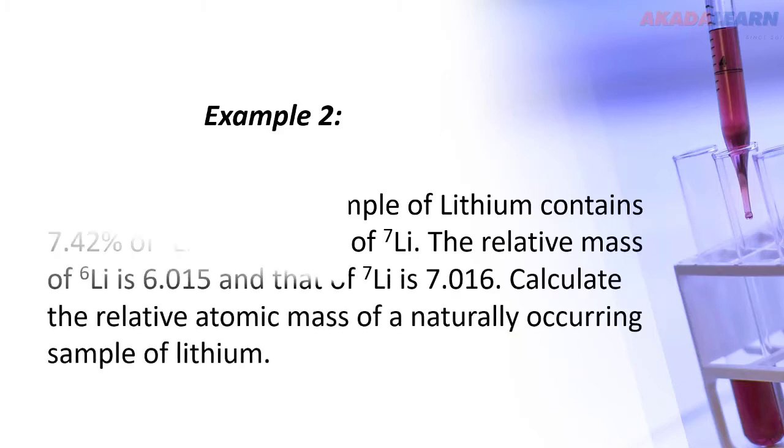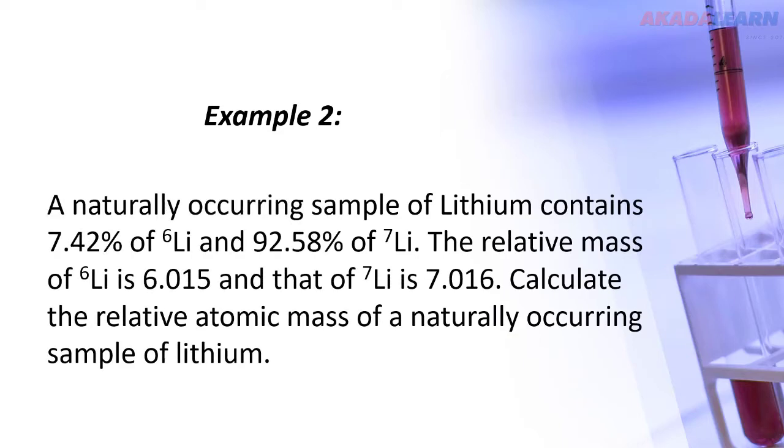Example 2. A naturally occurring sample of lithium contains 7.42% of lithium-6 and 92.58% of lithium-7. The relative mass of lithium-6 is 6.015 and that of lithium-7 is 7.016. Calculate the relative atomic mass of a naturally occurring sample of lithium.